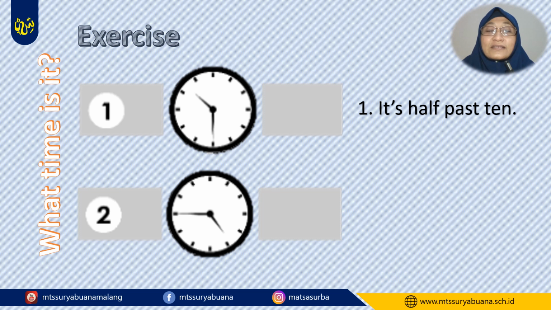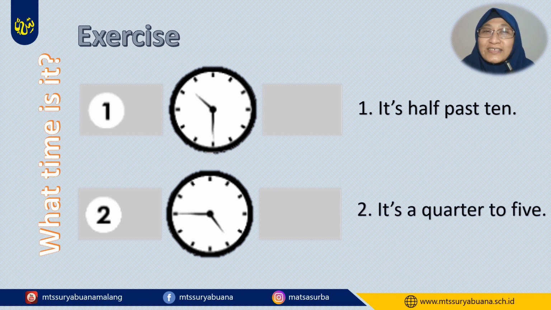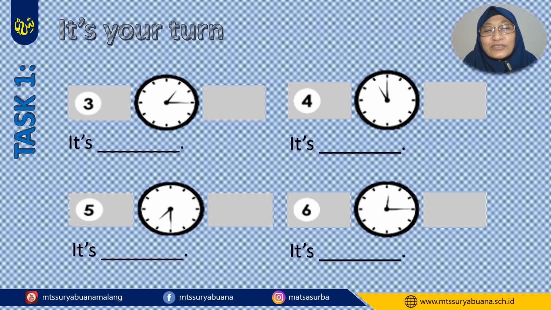Okay, now number 2. Look at this. The big hand is on number 9 and the little hand is on number 5. So, what about this one? Okay, this one is right. It's a quarter to 5. It's now your turn to do the exercise yourself on task 1.